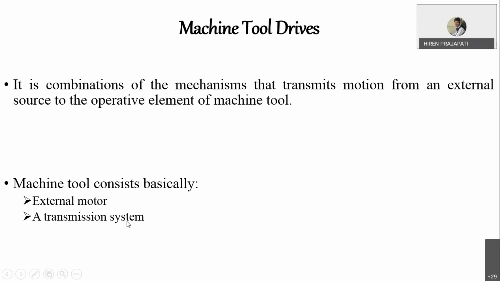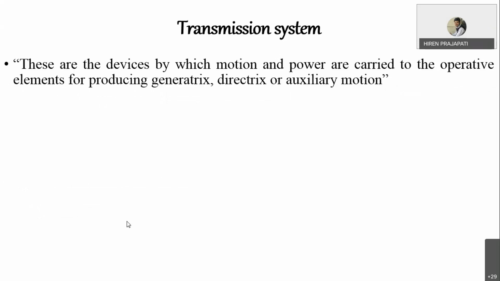Now this transmission system can be a mechanical transmission system, pneumatic transmission system, hydraulic transmission system, or even a direct electric transmission system. For example, if you are using solenoids, clear? Then using a solenoid you can get an electric transmission system, right? So what is a transmission system? These are the devices by which motion and power are carried to the operative elements for producing generatrix, directrix, or auxiliary motion.